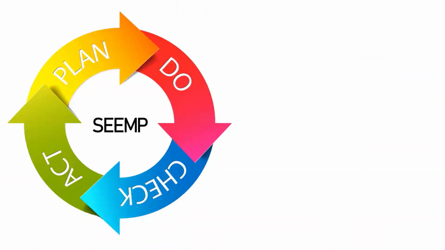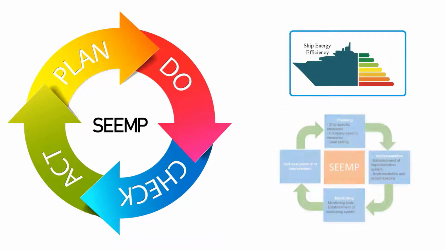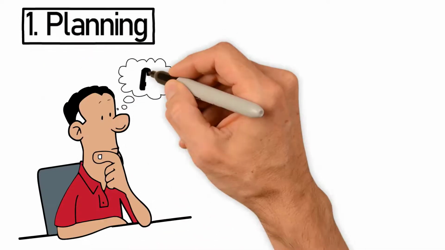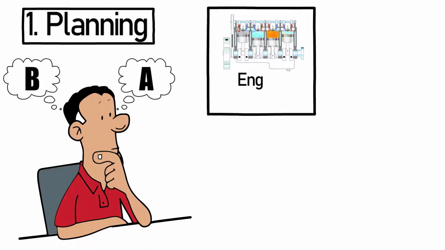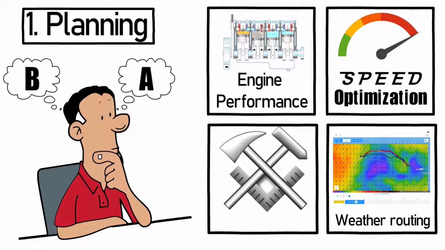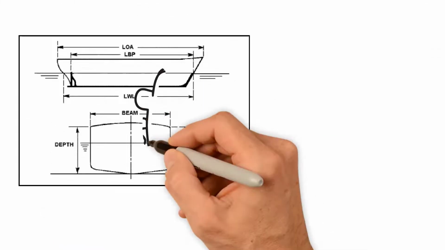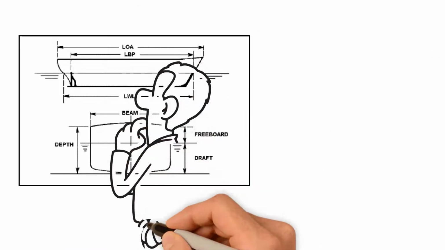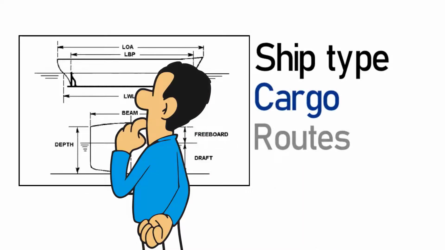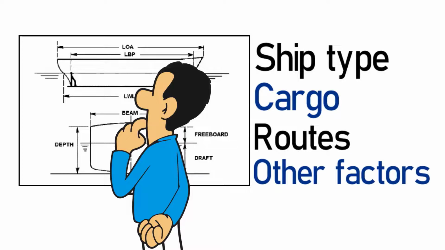Continuous improvement cycle. SEEMP is a continuous improvement management cycle to improve a ship's energy efficiency through the following 4 stages. 1. Planning. This involves considering the variety of options for improving efficiencies such as engine performance, speed optimization, weather routing, and hull maintenance. The appropriate combination of measures for any ship to improve energy efficiency varies depending on the ship type, cargo, routes, and other factors.